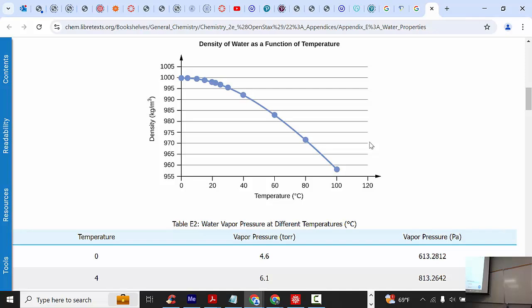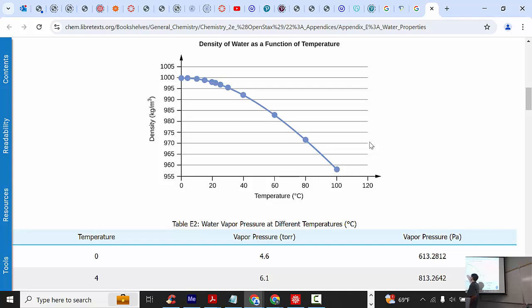The SI unit for mass is kilograms. The SI unit for length is meters. And volume is what we call a derived unit. It's just meters times meters times meters, so it's meters cubed. So they have the density in kilograms per meter cubed. So where it says 1,000, that would be 1.000 grams per milliliter.